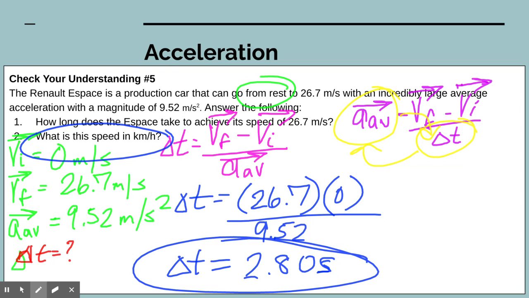What is the speed in kilometers per hour? Wow, I'm so glad you asked. It's asking for speed, so obviously that is not asking for the acceleration. We're not using acceleration. It's just asking for our top speed here, our speed of 26.7 meters per second. Our final velocity, in other words.